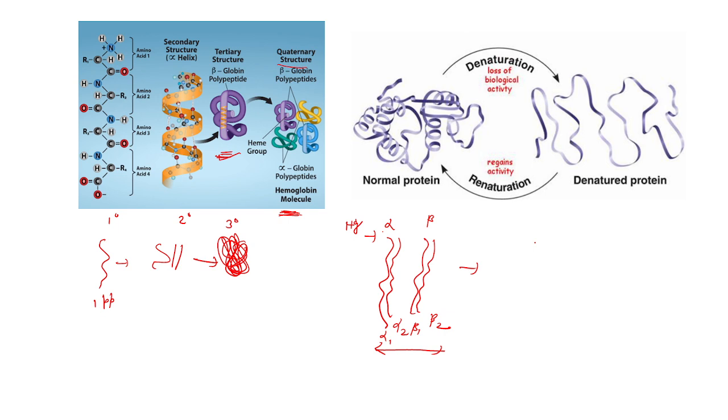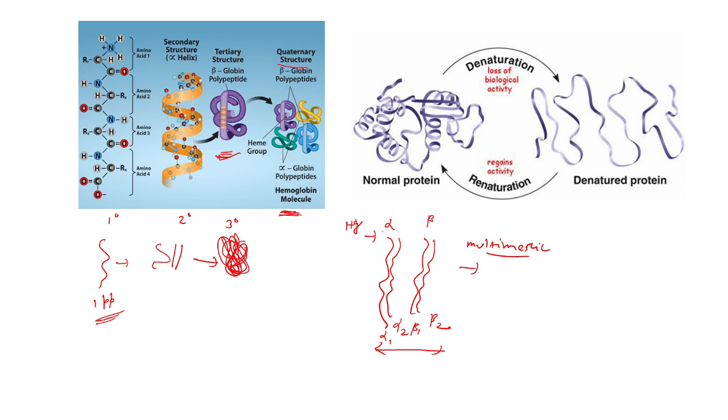So what is the difference between the tertiary and the quaternary structure? Same 3D conformation is found, but in the tertiary condition, a single polypeptide chain is present, while in the quaternary structure more than one polypeptide chain is present. That's why the quaternary structure is also called a multimeric protein, because more than one polypeptide chain is used.